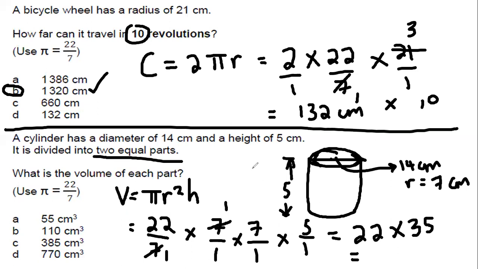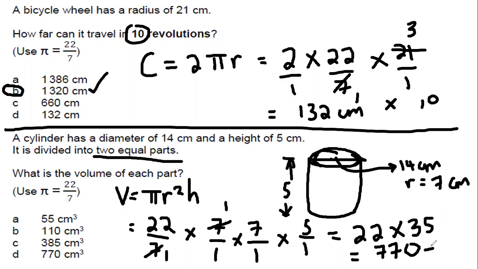Okay, guys. So what is 22 times 35? 770. All right.